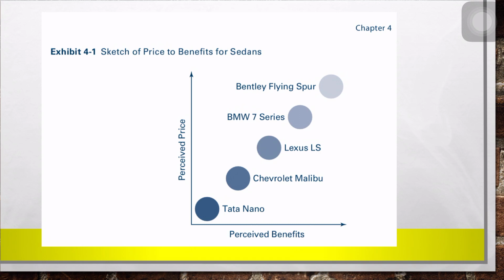It can be expected that customers would perceive the Bentley Flying Spur as having not only one of the highest prices on the commercial market, but also the highest level of benefits that can be had in a commercially available sedan. Between these two extremes, there are several other sedans such as the Chevrolet Malibu, Lexus LS, and BMW 7 Series.